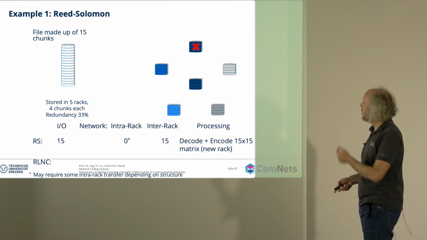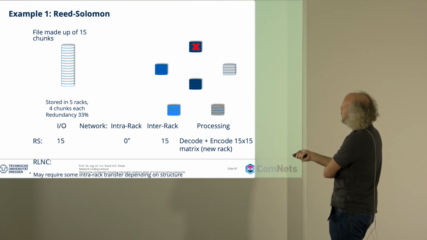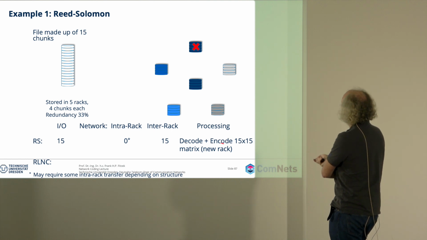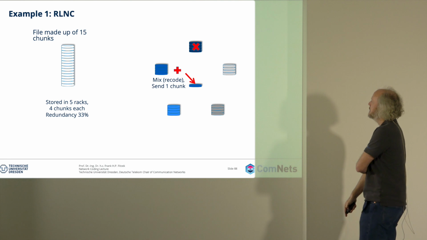Okay? Reed-Solomon. So if you look at the Reed-Solomon, there are 15 I/O processes. In the inter-rack, so what happens here? Nothing. But inter-rack, there's 15 decode, encode, so 15 by 15 matrix operations for the new rack.